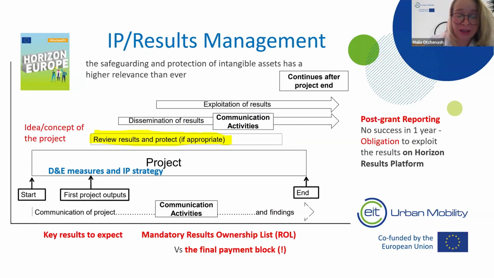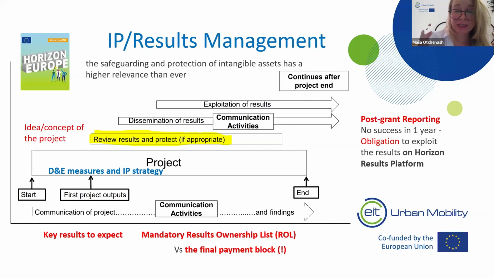And at the end of the project, we have the specific requirement from the Horizon Europe regulation that each beneficiary must present a mandatory results ownership list, so-called ROL, in terms that you must specify owners of this solution. You must identify protection for this solution, for this result. And of course, the outcome of this list will affect the final payment.